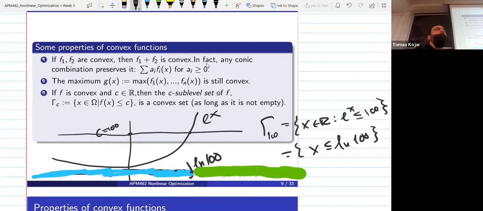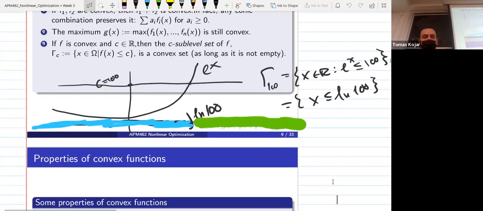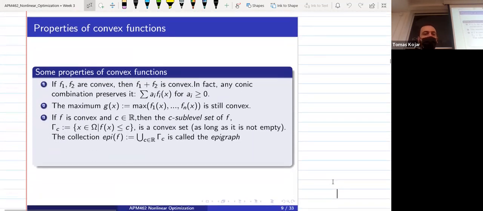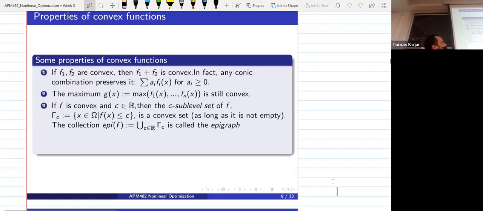Is that okay? So sub-level set is about the domain. Don't confuse that. It's not about the graph. Even though in textbooks they draw these pictures that I just drew, it's always about the domain. Okay, that's a common misconception. Questions? Okay. And this set is still convex. I'm going to prove that next. And if you take all of these constants, you get what is called the epigraph.